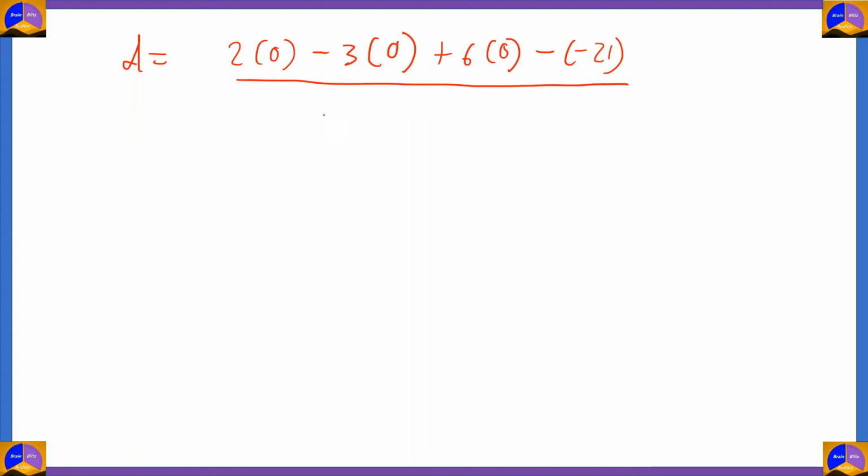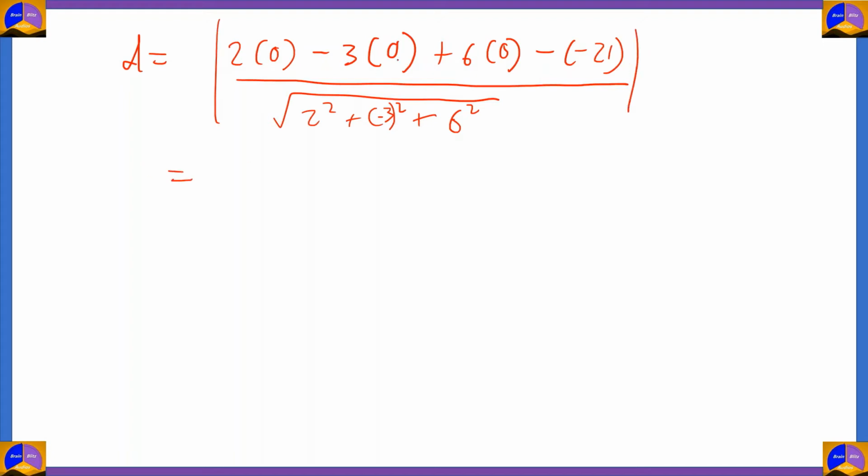Let's plug in the values. So D is equal to the modulus of 2 times 0 minus 3 times 0 plus 6 times 0 minus of minus 21, the whole divided by the square root of 2 square plus minus 3 the whole square plus 6 square. And everything is under a modulus.